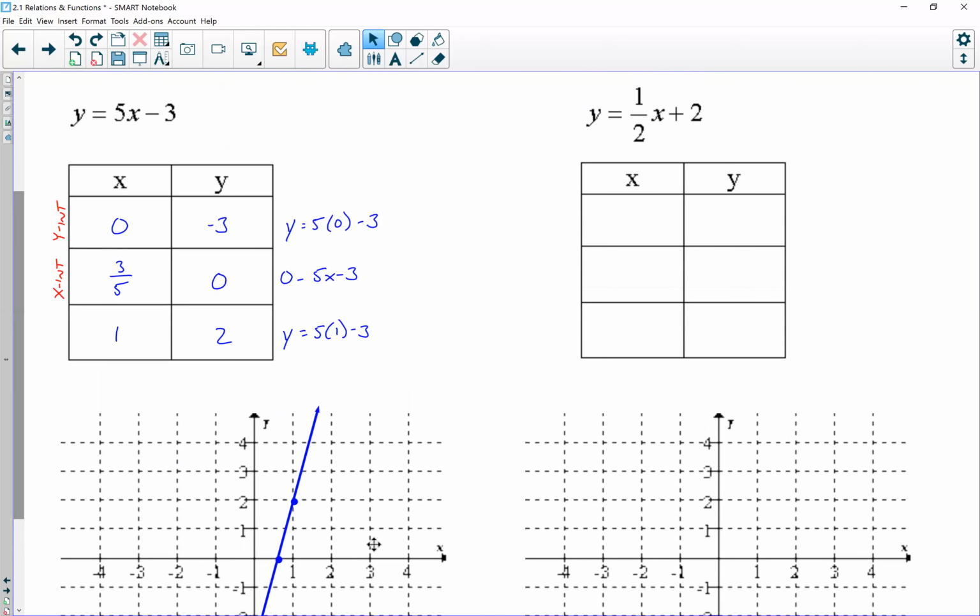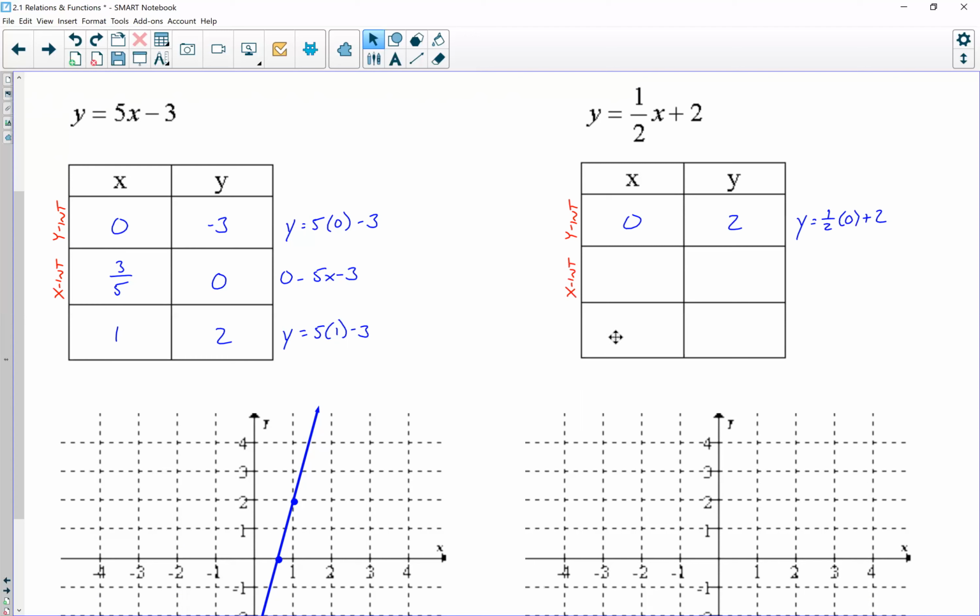Our second graph that we have to make, we're going to follow the same process. We can find our y-intercept first. Realistically, you could find your x-intercept first if you wanted to, but I like finding my y-intercept first. Just makes x equals 0 right away. Solving that, 1/2 times 0 plus 2 gives me 2.